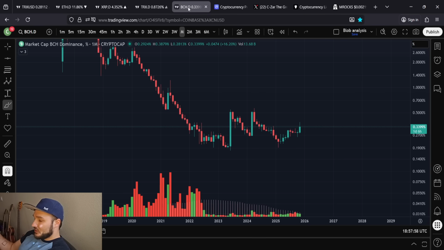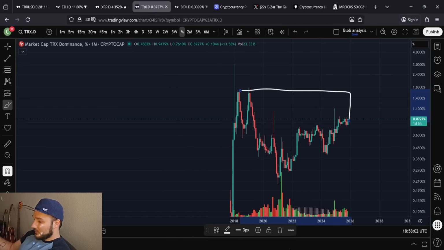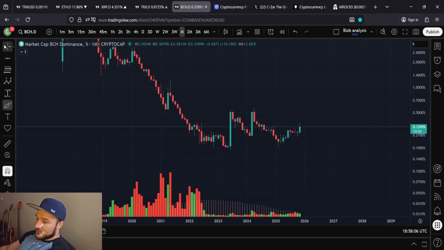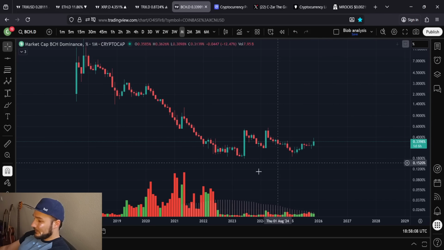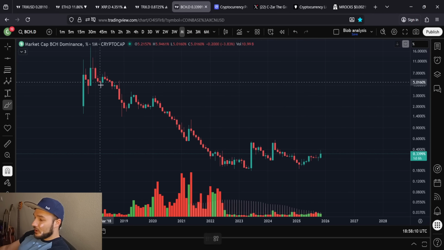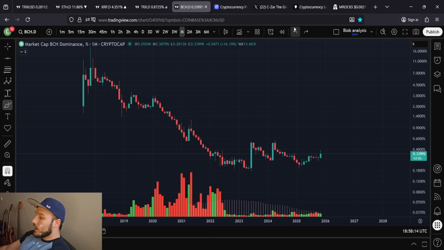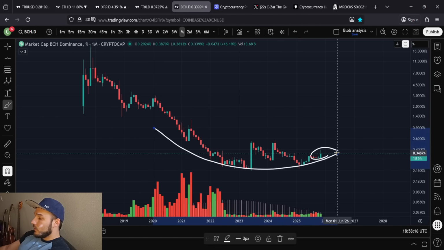Let's move on to Bitcoin Cash here. Bitcoin Cash dominance. Now this one, again, the Tron dominance chart looks great. It looks bullish, and so does the XRP one. But this one looks super bullish, man. This is very bullish stuff right here. Right? Obviously, this chart has been terrible. It's been one of the most bearish dominance charts we've looked at so far. But what we're doing now is different. It's a very bullish setup.